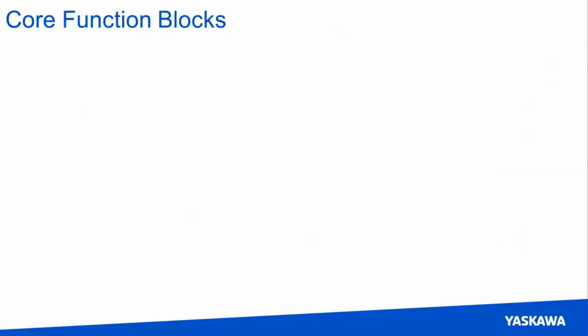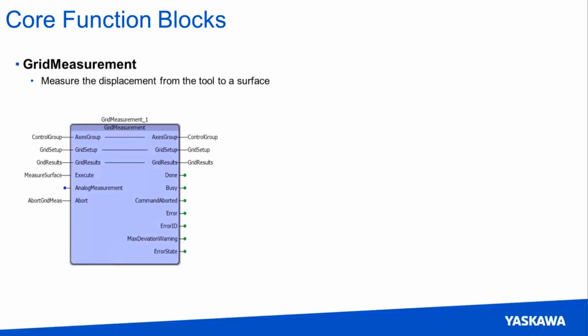As I said, the core function blocks, there's 2 of them. Start with grid measurement. Here's a picture of the function block. What it does is it measures the displacement from the tool to the surface in a grid pattern. You see we have 3 var inouts there. There's the axes group. I like to refer to this as the control group. It's the main group in the system, and it contains most likely a real and a virtual axis. The virtual axis in most applications will be your z-axis, and that z-axis position is then used to control the real axis position in another group, which we'll get to, along with the offset applied.